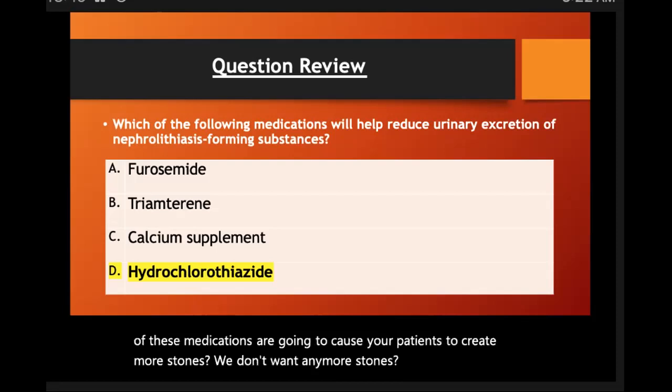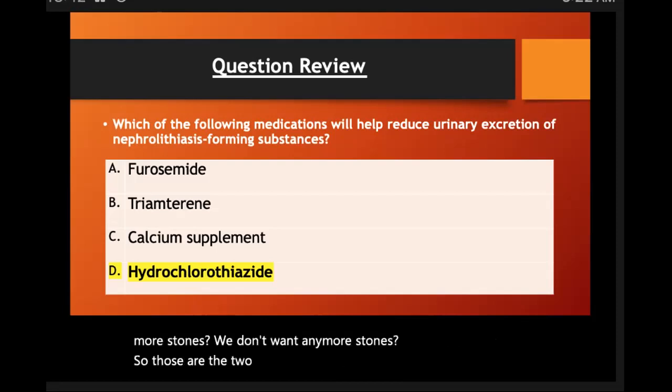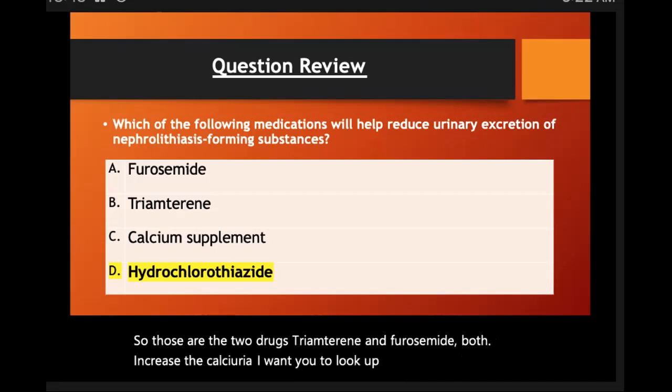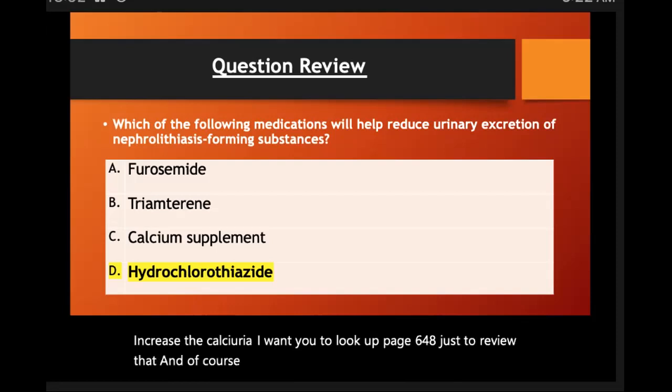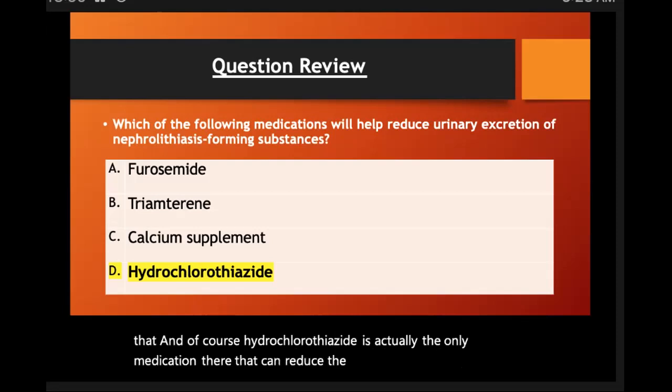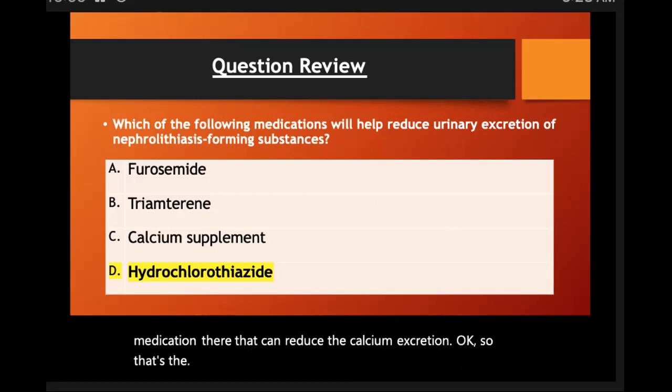So those are the 2 drugs, triamterene and furosemide. Both increase the calciuria. I want you to look at page 648 just to review that. And of course, hydrochlorothiazide is actually the only medication there that can reduce the calcium excretion. Okay, so that's the correct answer.